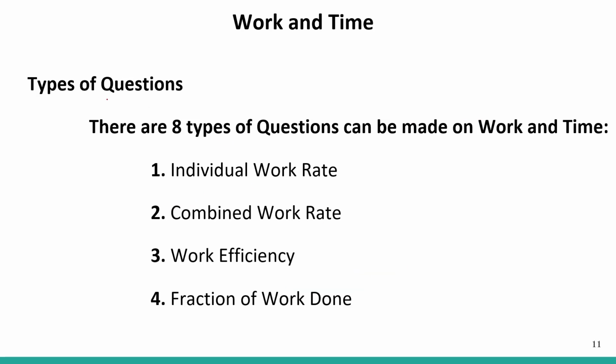So let's see the types of questions. There are actually 8 types of questions that are basically asked on work and time. The first case is individual work rate. The second is combined work rate, where two different kinds of people or two different kinds of tasks are there. The third is work efficiency: how efficient is Anuj than Anup, or how efficient is Aditya than Ravindra. The fourth kind is fraction of work done.